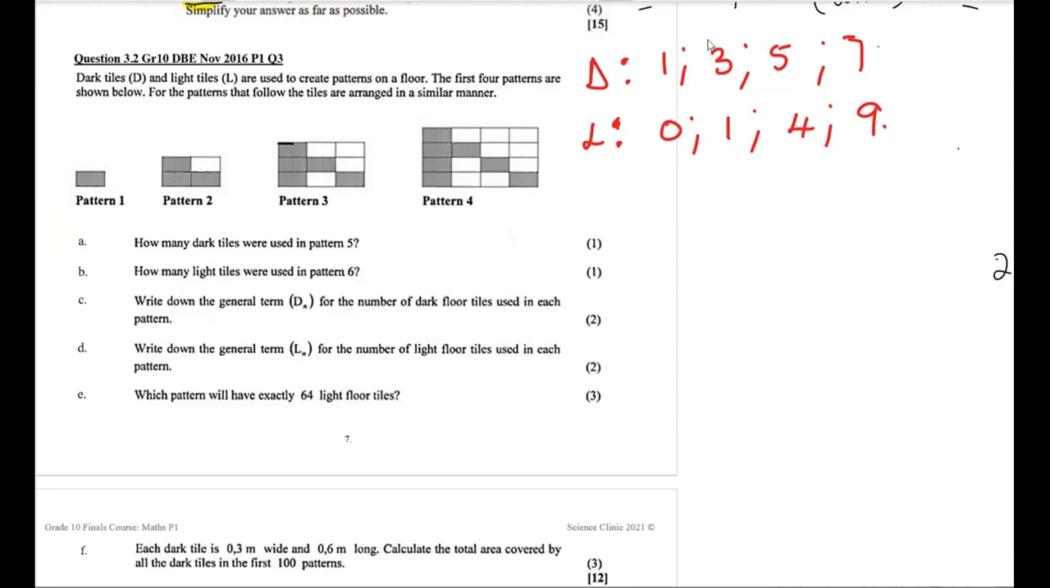So let's go to pattern 5. Let's go into our dark tiles and see. We have 1, 3, 5, 7. What do we see? 3 minus 1, 2. 5 minus 3, 2. 7 minus 5, 2. So obviously for pattern number 5, we are adding a 2. That would be a 9. Thank you guys, I can see your answers. So we will write 9 there.